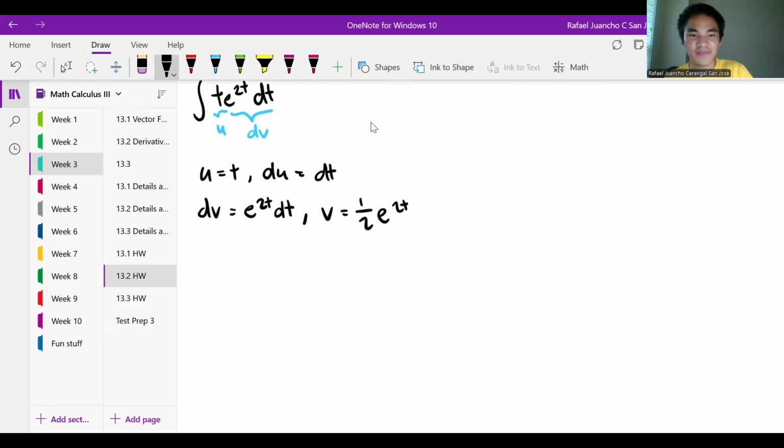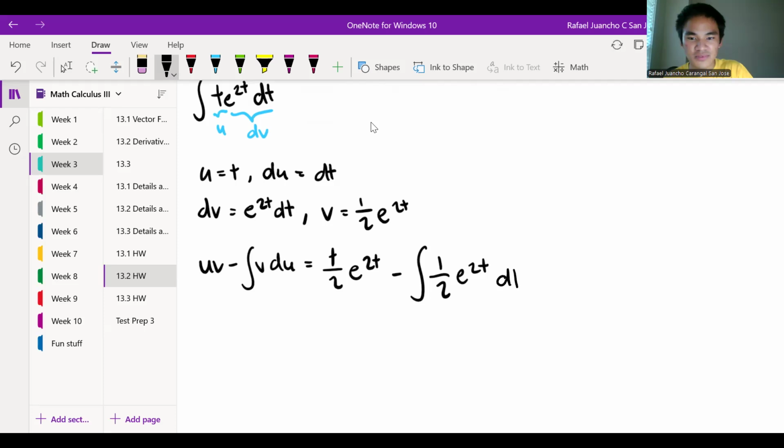Now I want to use my formula: uv minus the integral of v du. So this is t times, oh okay, I can combine that. I can say t over 2 e to the 2t, or I can do 1/2 t e to the 2t. Totally fine. I subtract the integral of v, so 1/2 e to the 2t, and du, so dt. This makes sense because I know I have a dt here.